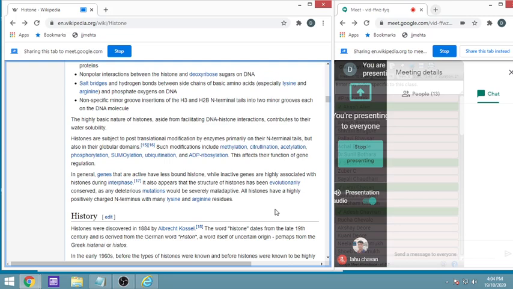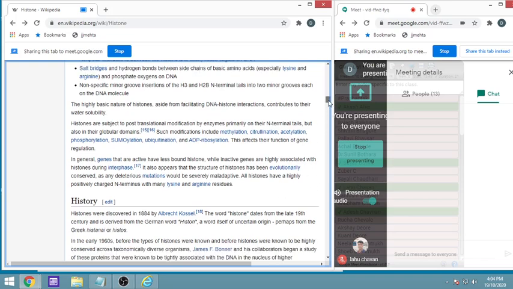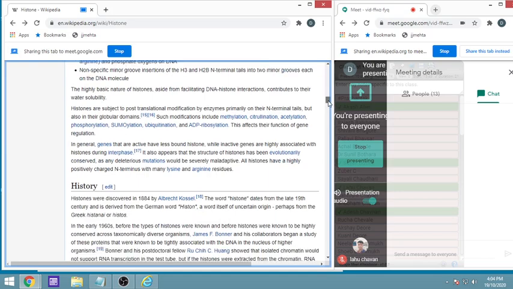Methylation means a methyl group is attached, citrullination means a citrulline group is attached, acetylation means an acetyl group is attached, and a phosphoryl group. So these are various groups, ubiquitin group, ADP ribose, or this SUMO group, they are attached, and accordingly, once they are attached, the structural modification will affect the bonding, and that will change the gene regulation or gene expression. So in general, genes which are active have less bound histone, while inactive genes are highly associated with the histone during interphase.